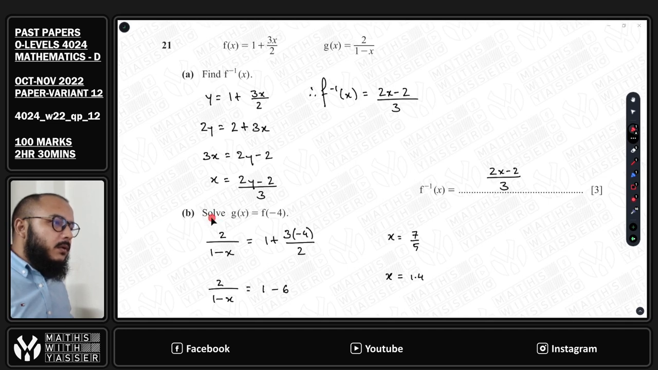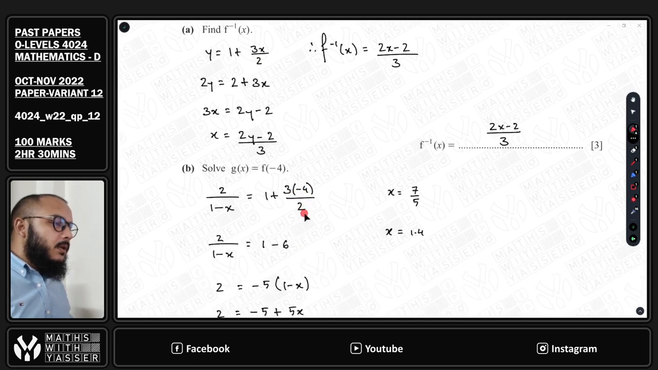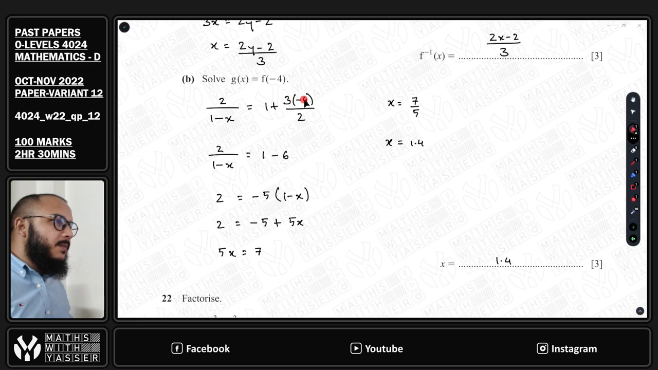Next part of the question, it says solve g of x is equal to f of minus 4. So g of x is 2 over (1 minus x), and f of minus 4 will be (1 plus 3 times minus 4) over 2. That will give me 3 times minus 4 is negative 12. Negative 12 by 2 is negative 6. So this will be 1 minus 6. Then this will become minus 5.